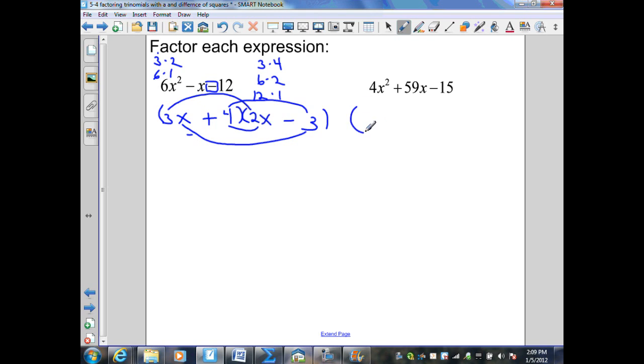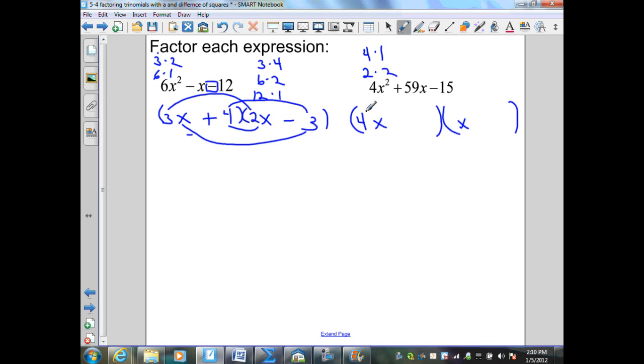Our next example, I'm given the form of ax squared plus bx plus c. Let's break up our first term. I know that's going to be x and x. I know that the 4 will break up into either 4 times 1 or 2 times 2. I'm going to try 4 and 1 because I need a big number in the middle. After a while, you'll get used to seeing how things work out. But still, plug and check is the way to do it.